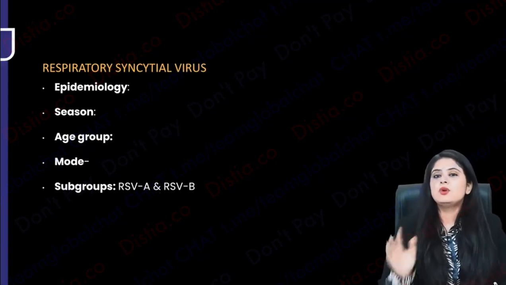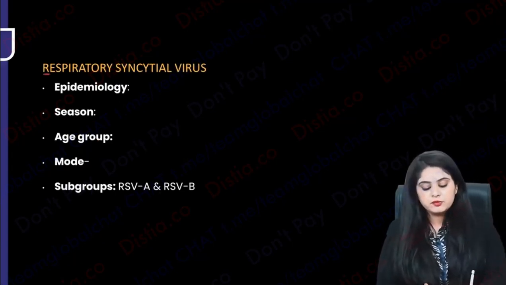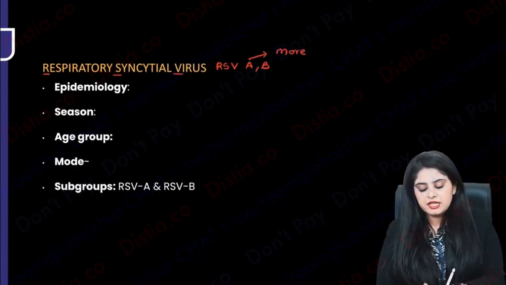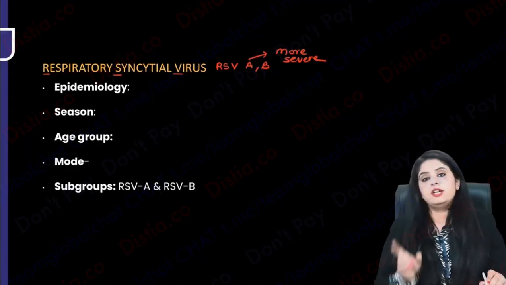Let me tell you, then I'll tell you all the miscellaneous stuff. When you're talking about respiratory syncytial virus, you need to abbreviate it as RSV. There are RSV A and B, in which RSV A is said to be more severe. That is point number 1.